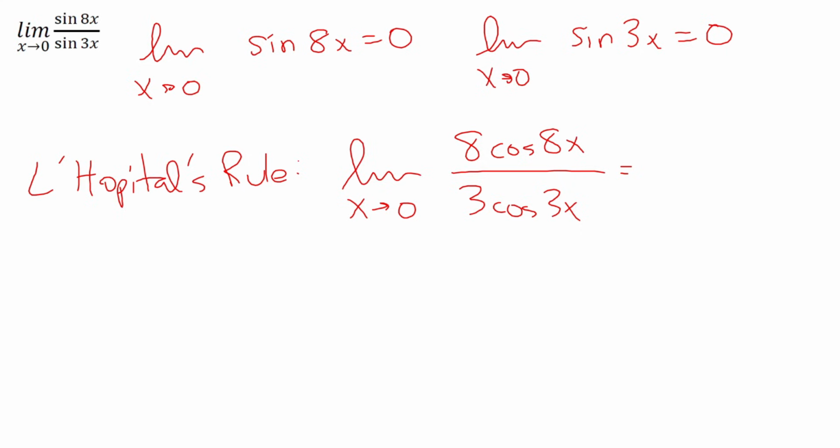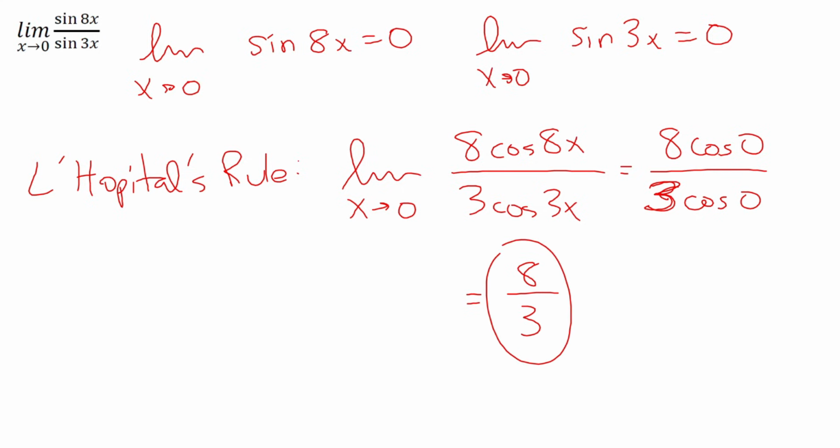So plug in 0 and you get 8 cosine 0 over 3 cosine 0. And, well, cosine of 0 is just 1, so we get 8/3.